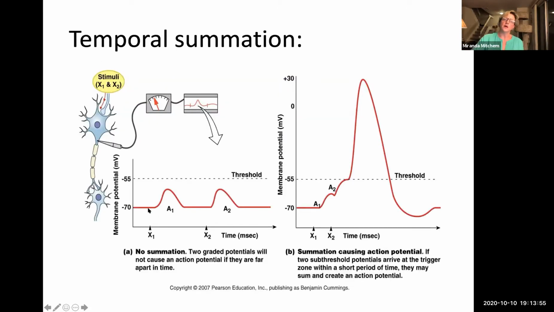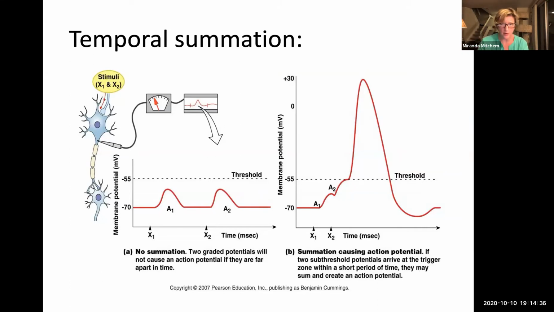So let's look. We have stimulus 1 here, resulting in a sub-threshold response. Here we hit it again with the same stimulus, resulting in another sub-threshold response. But now the two stimuli have been moved closer together in time. The first stimulus goes, resulting in the first response. It starts to come down, but now we get hit again with the second stimulation, which happens to be enough to get above negative 55 millivolts, which is the threshold for a neuron. So the action potential is fired because of the temporal summation.